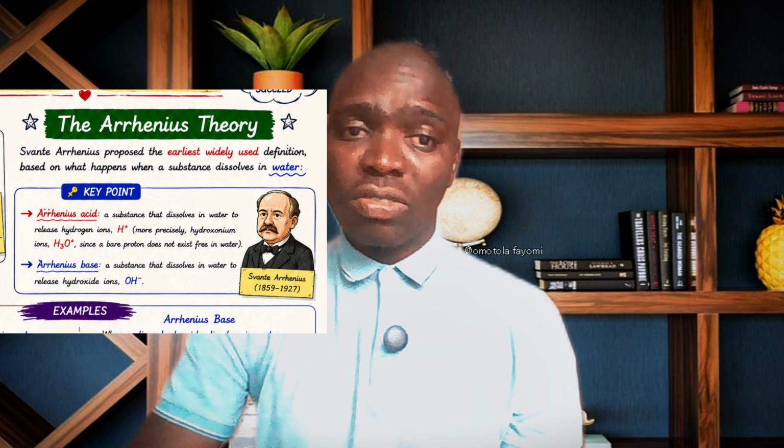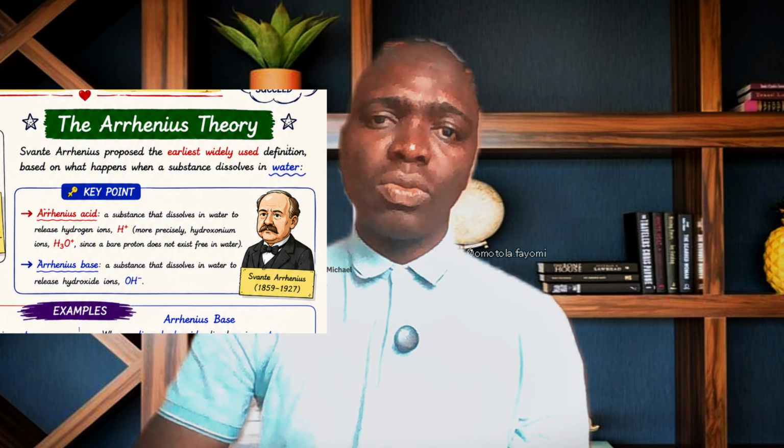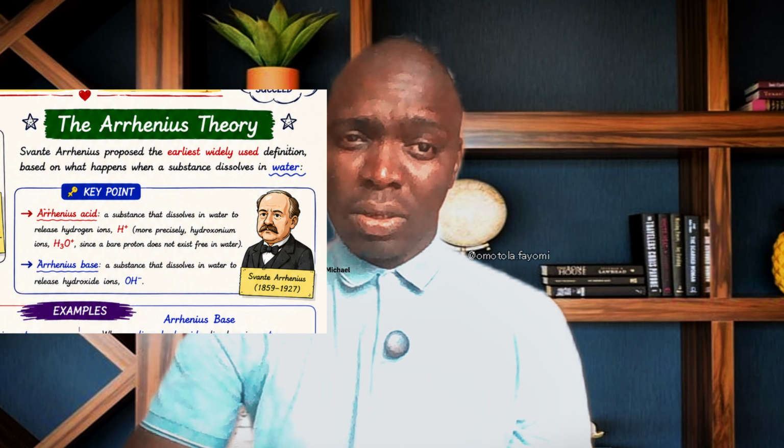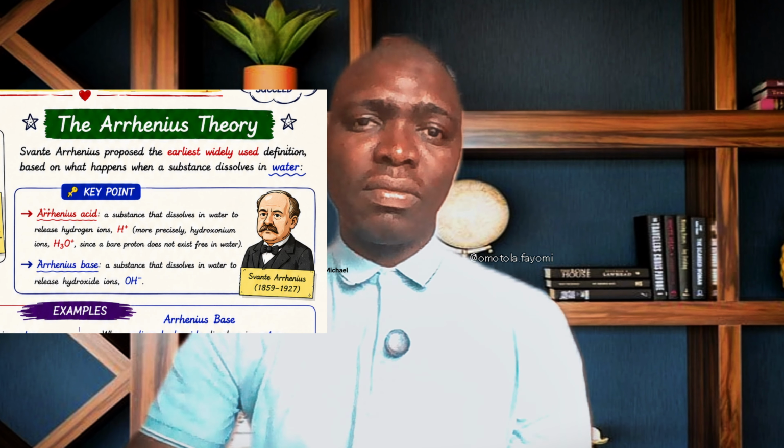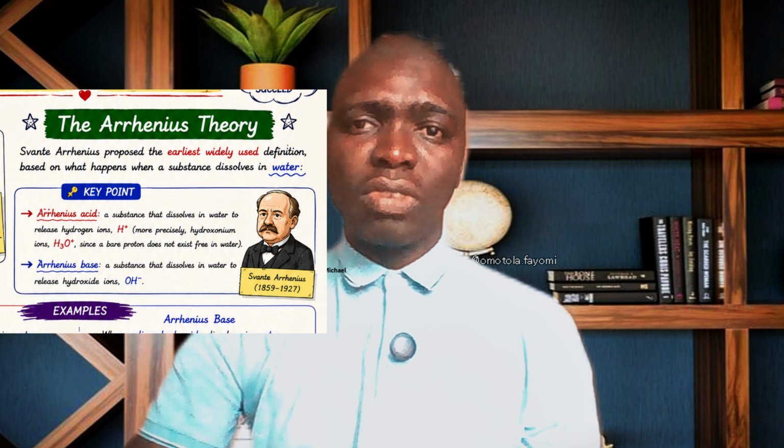Every great scientific theory begins with someone asking a thoughtful question. Svante Arrhenius was a Swedish scientist who carefully studied solutions and noticed something remarkable. Whenever substances like hydrochloric acid dissolve in water, they produce particles responsible for acidic behavior. Likewise, substances such as sodium hydroxide release particles responsible for alkaline behavior. This observation led Arrhenius to develop a theory that was remarkably simple and practical. Instead of describing acids by their taste or corrosive nature, he defined them by what they produce in water. This marked the turning point in chemistry, moving the subject from observation to explanation.